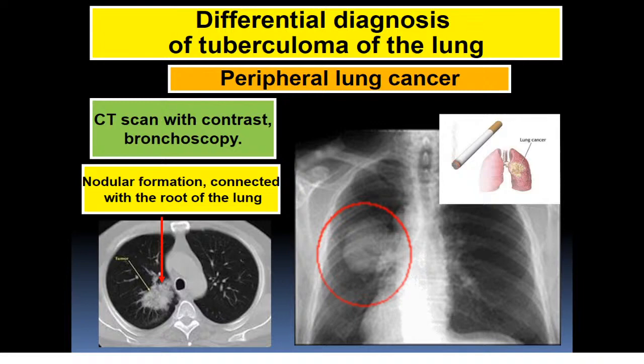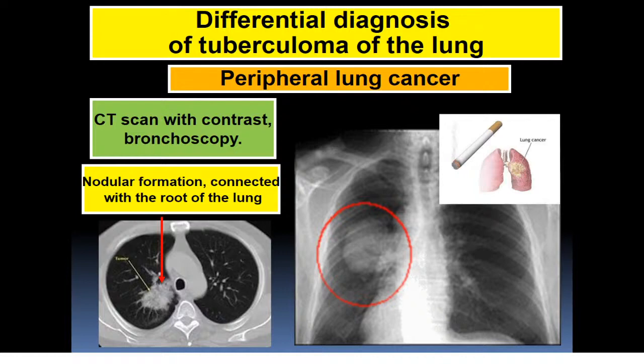Next, differential diagnosis with peripheral lung cancer. Peripheral lung cancer on X-ray can also look like tuberculomas. And on CT scan, in the left photo, you can see a nodular formation connected with the root of the lung.